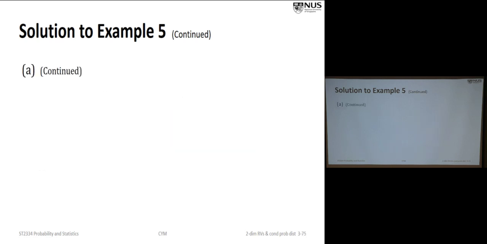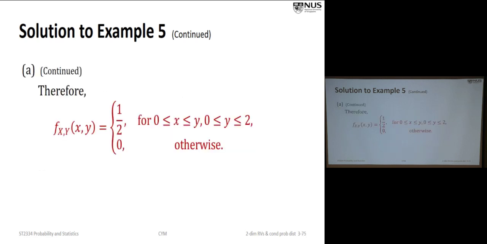Okay. So now I write down the joint PDF. f of x, y is equal to 1/2, a constant that does not depend on x and y, so long as x is between 0 and 2 and y is between 0 and 2. Then f of x, y equals 1/2. Outside that range, it is 0.